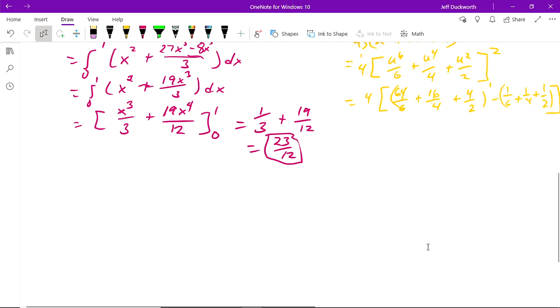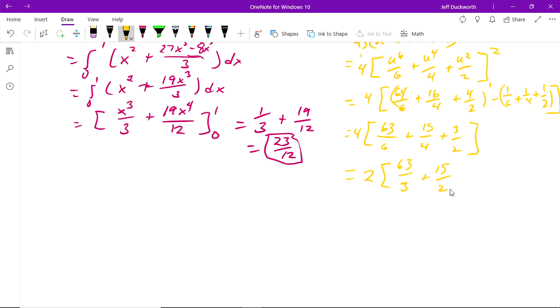Okay. Combining. So that's 63 sixths, and then we have 15 fourths and 3 halves. I'm going to multiply. This will help a little bit. I'm going to cancel the 4. We can take 2 out of this thing, or 1 half as it were. That's 2, and then we got 63 thirds, 15 halves, and 3 over 1.